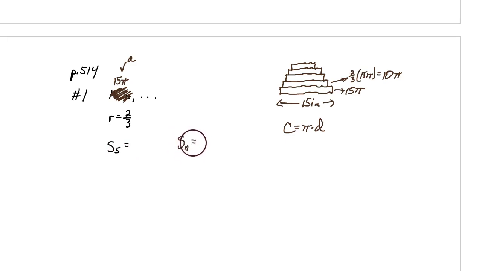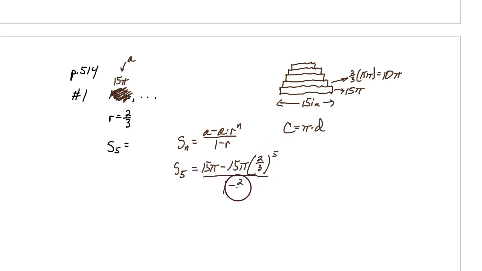S sub n equals a minus a times r to the n divided by 1 minus r. We're finding the sum of 5 layers. So a is 15 pi, and r is 2/3. Then evaluate this on a calculator. And the result is 122.7.